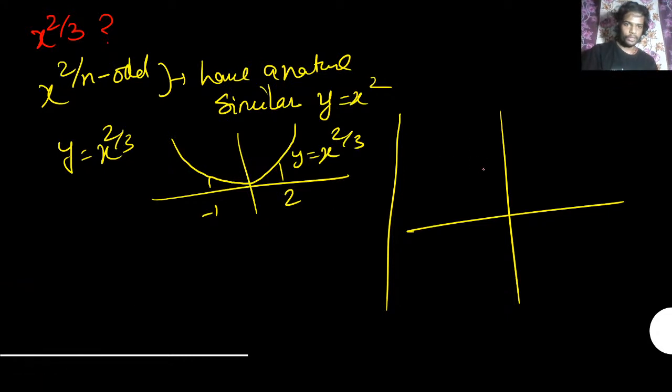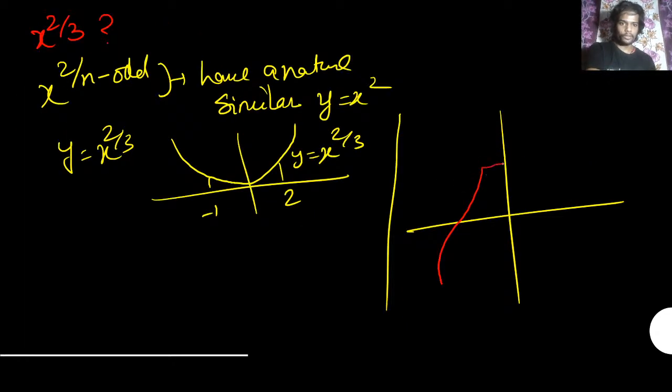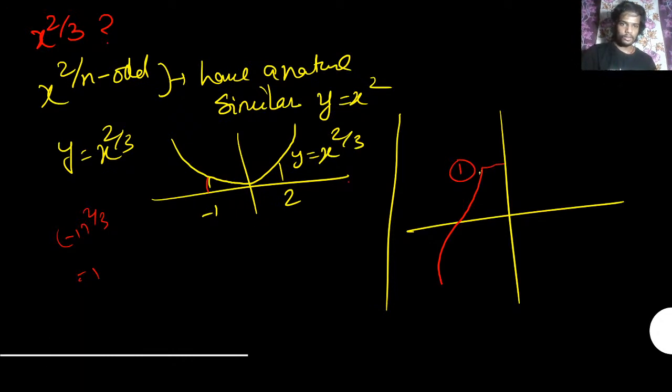First the component of the cubic function. Okay, at x equal to -1, you see this value is 2 plus -1, which is 1. 1 cube is 1. Okay, so this value is 1. At x equal to -1, the value of this guy is also (-1) to the power 2 by 3, which is also 1. So it will join from here only.